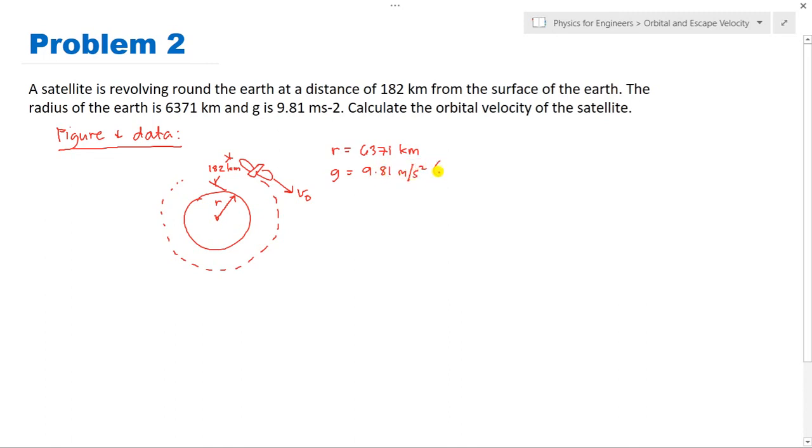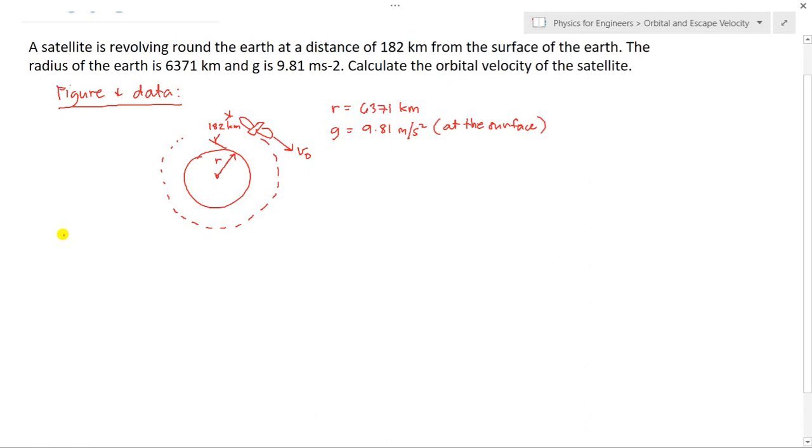Take note that this value of g is at the surface, not at a distance of 182. Okay, it is at the surface. Then calculate the orbital velocity. So what is required is the VO, or the orbital velocity.